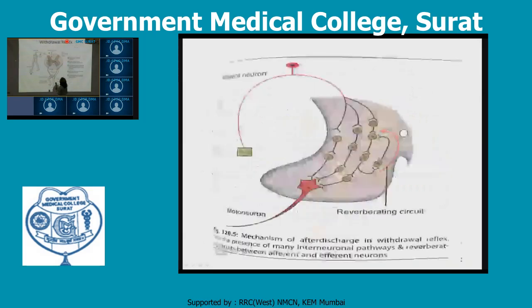Here you can see the multiple interneurons. This is the afferent limb, and multiple interneurons are there. They not only synapse directly with the motor neuron, the signals also go back again. And these reverberating circuits are formed.